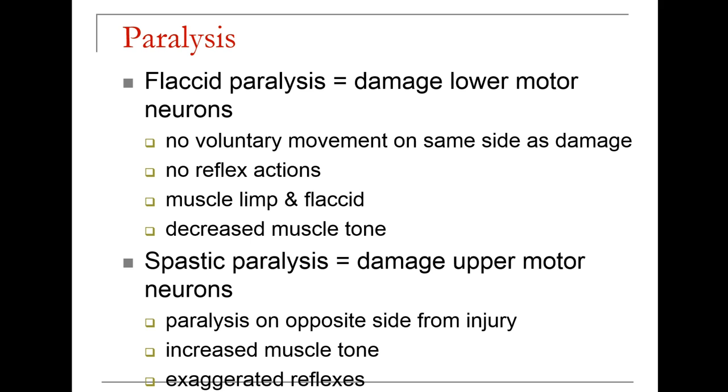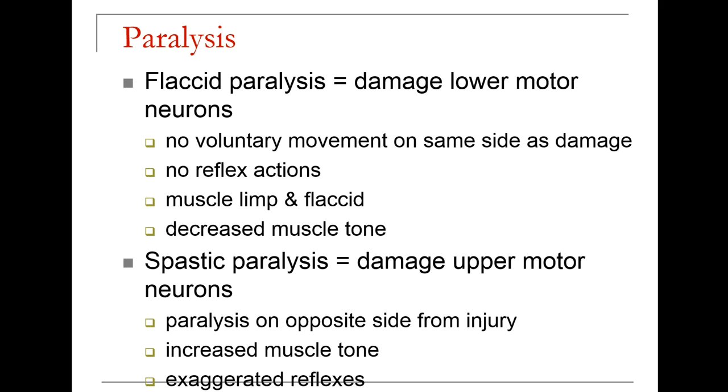In flaccid paralysis, there is some injury that damaged the lower motor neurons. So you do not have that connection directly to the skeletal muscles, telling the skeletal muscle to do anything. So if some injury occurred on the right side of the body, it's going to be the right skeletal muscles that show the paralysis. You see no reflex action. The muscles are limp, they're flaccid, there's very little muscle tone. The muscles simply are limp, they're not working.